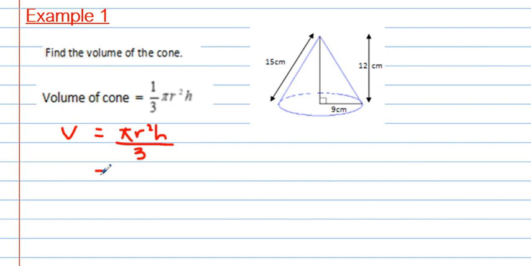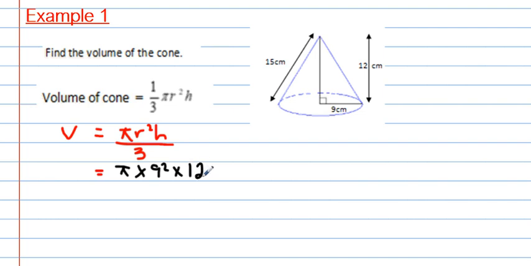Okay. Now I'm going to substitute what I have. What do I have? I'm going to use the value of pi on my calculator anyway. So pi times the radius of the cone here is 9 centimeters. So 9 squared. R represents the radius. 9 squared times the perpendicular height. You can see that this is the slanting height or slanting side, and that is the perpendicular height, okay, which is 12 centimeters.